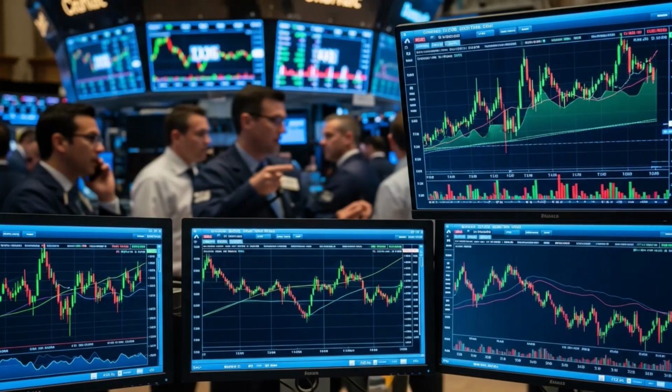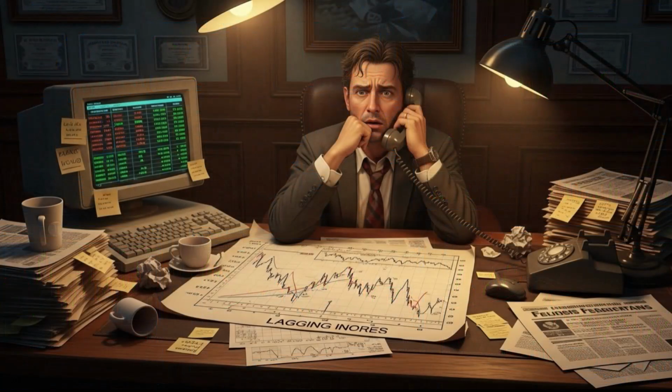In today's fast-moving markets, staying ahead of volatility is not just a luxury, it's a necessity. But here's the problem. Traditional methods of options volatility analysis were built for a slower market. They rely on lagging indicators, delayed reports, or manual chart reviews. And by the time you've crunched the numbers, the market's already moved on.